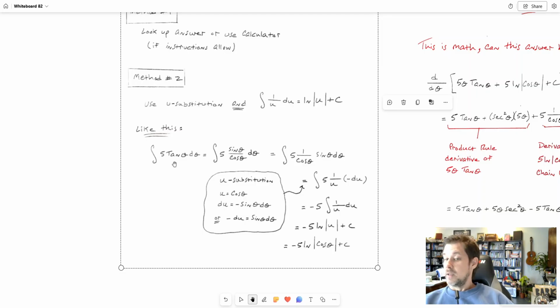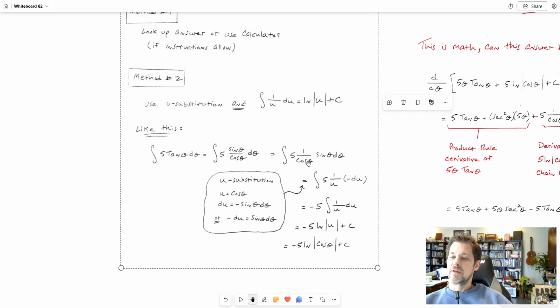Well, tangent itself through identity could be a fraction. Tangent is sine over cosine. So 5 tangent could be seen as 5 sine over cosine. Now say I disassemble that. And here's what I'm going for. This is what I think this integral can become with some manipulation. So I'll separate sine over cosine as 1 over cosine times sine.